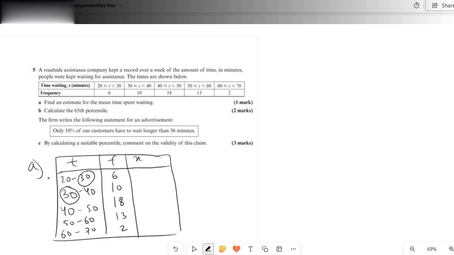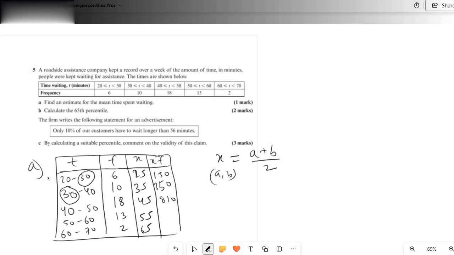Now we can find the midpoint, which is x, being 25 here, 35, 45, 55, 65. We have used the formula here. x is equal to the midpoint of a and b, which is going to be (a plus b) divided by 2. So we can calculate the corresponding values of xf, or the product of the midpoint and their corresponding frequency. So this is going to be 150, then 350, 810, 715, and then 130.